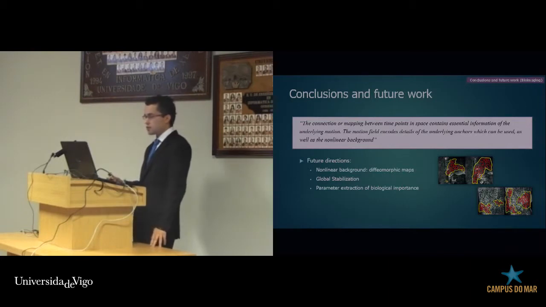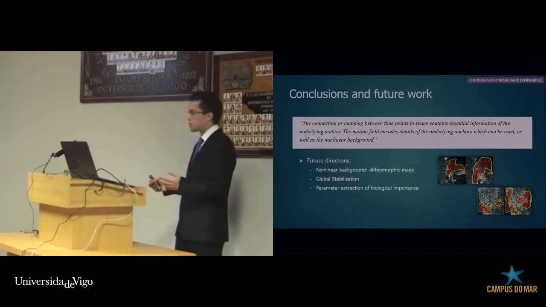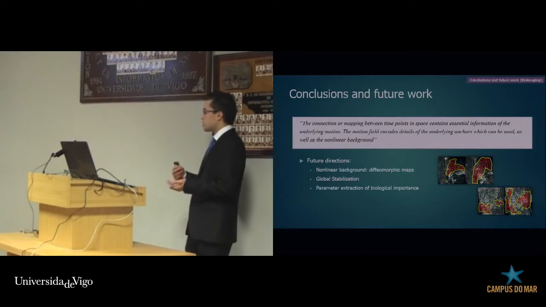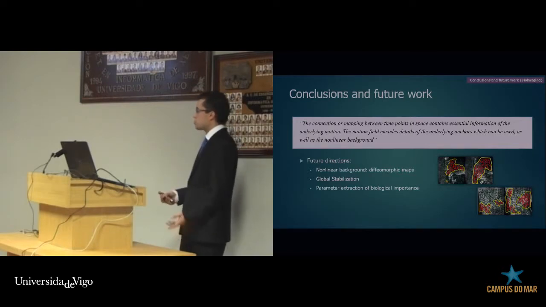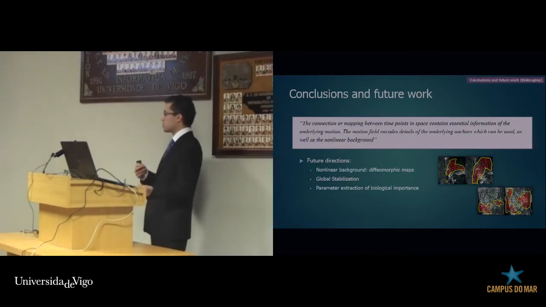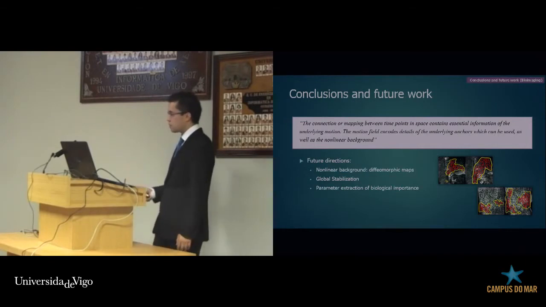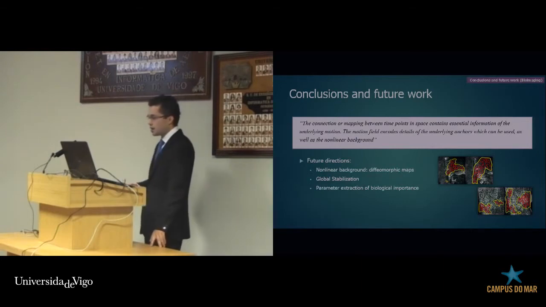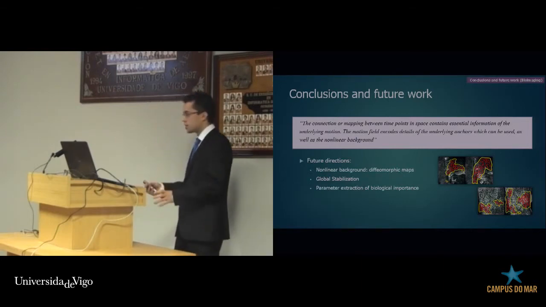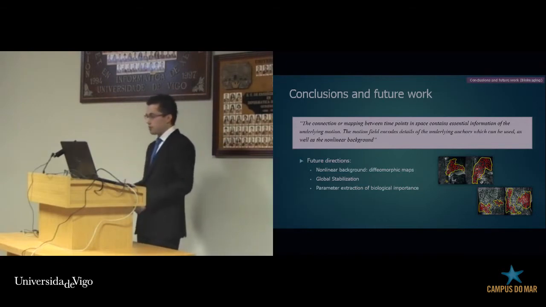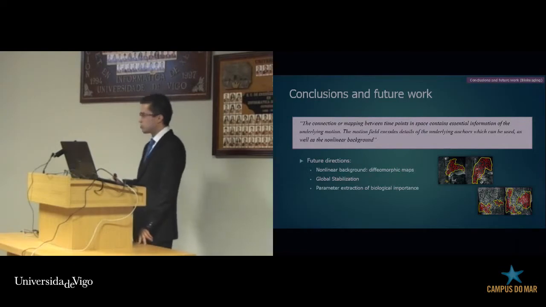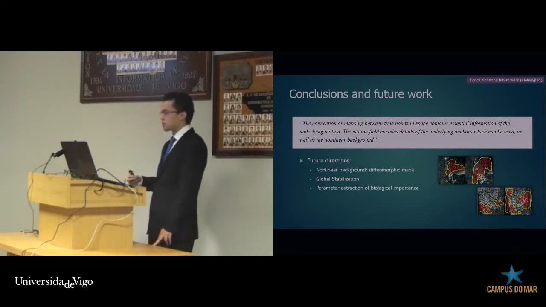The future directions, for example, in nonlinear background, it would be good to do a comparison with diffeomorphic maps, because there are different diffeomorphic mapping techniques. So it would be good to compare the results with these real diffeomorphic map techniques. The global stabilization, we use simple simulated annealing based on the average area, but it would be good to analyze other techniques to try to do that. Parameter extraction of biological importance.